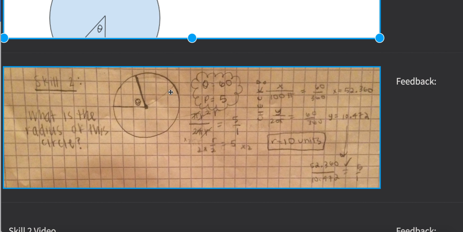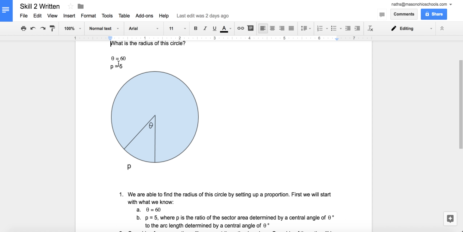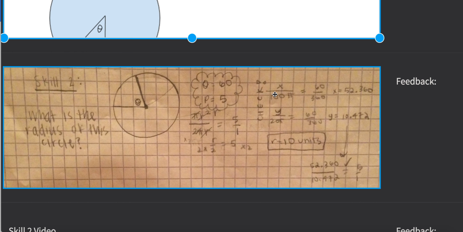I started off with a proportion. Of course, my P is 5. Again, just got to remind myself, P is 5, and of course, if it's just 5, that means your ratio is 5 to 1, because 5 over 1 is equal to 5. And if 5 over 1 is your ratio of area to arc length, I can compare this to the total area over the total circumference.